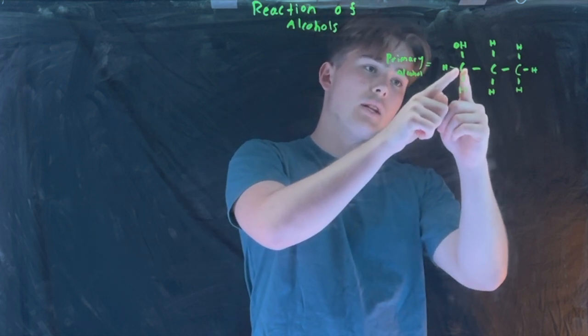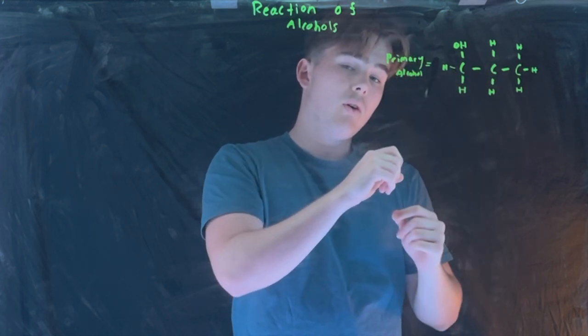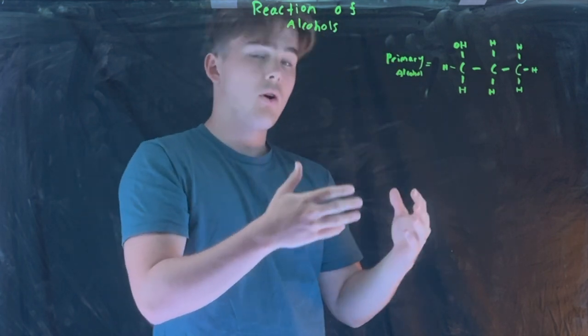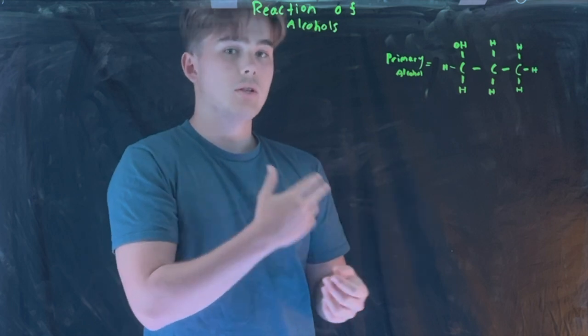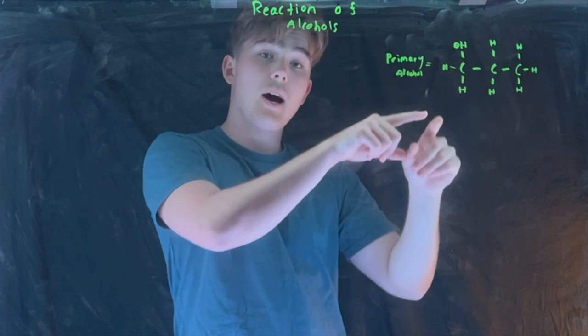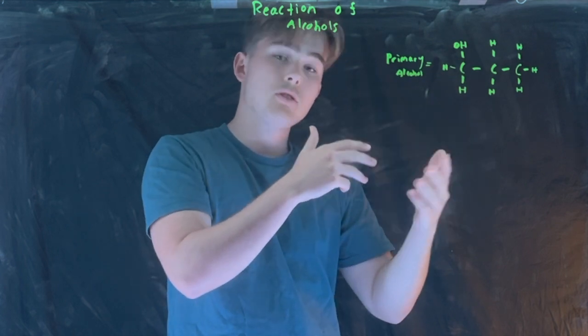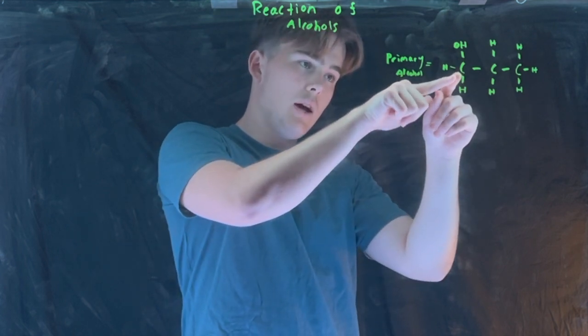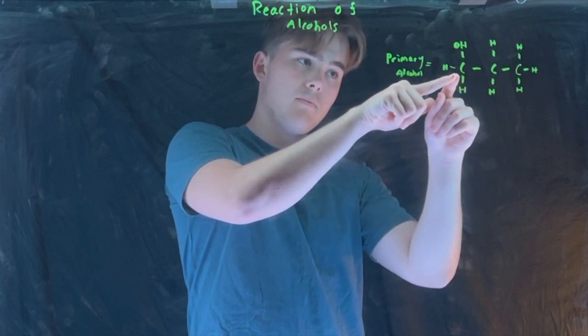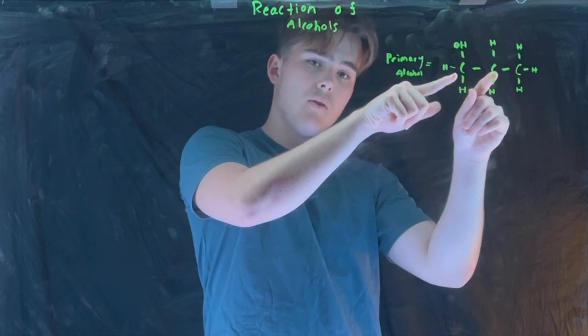carbon that is attached to one other carbon. In other words, we start off and we find the alcohol functional group, the OH group. You can see the OH group is here. And we find the carbon that OH group is attached to, this one here, and this carbon is attached to one other carbon. That's what makes it a primary alcohol.